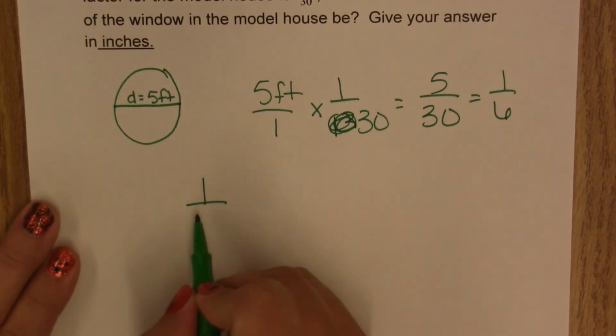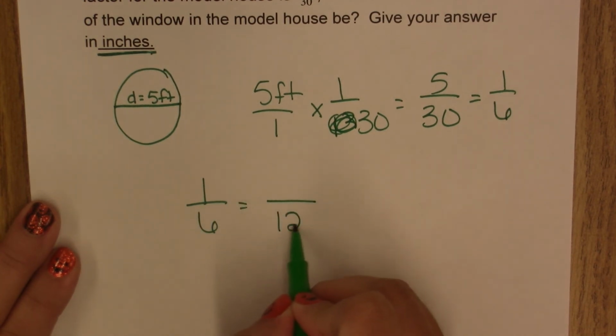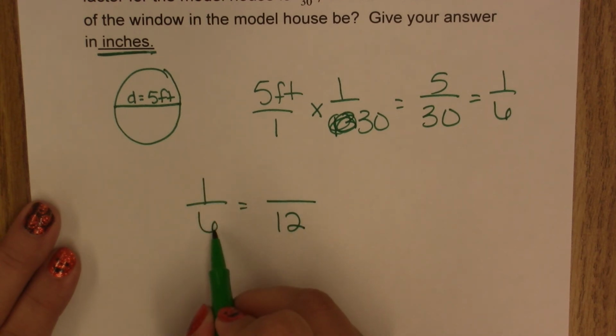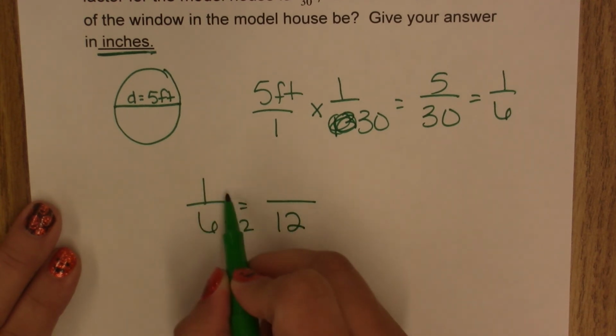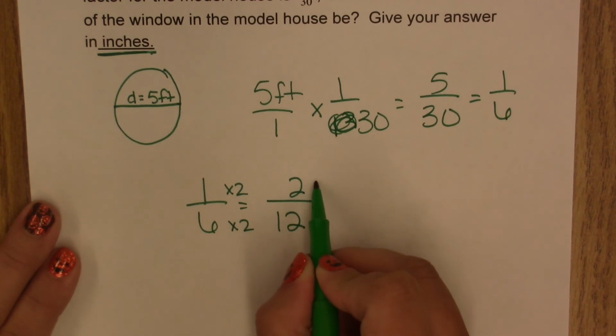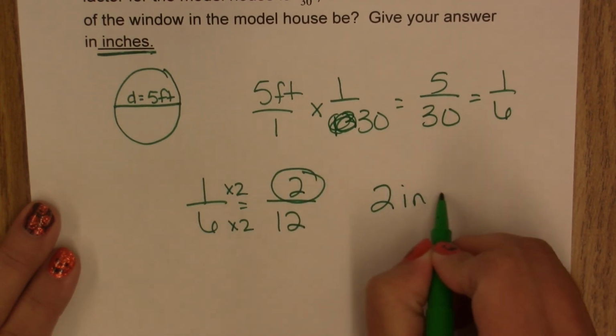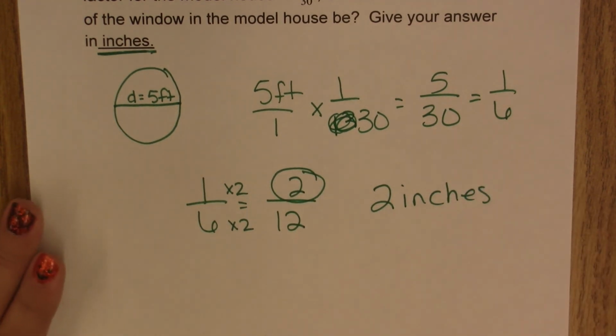Now we need to change that into inches. I know there are 12 inches in a foot, so I'm going to figure out how many inches this 1/6 is. So 6 times 2 gives me 12. 1 times 2 is 2. So on the model it would be 2 inches as the diameter.